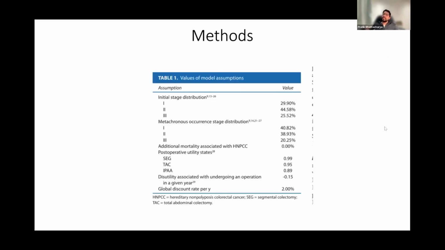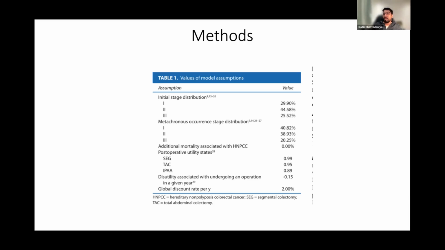So this is the mix of population in each cohort according to stage distribution. So stage 1, 2, and 3 of the colorectal cancer in each cohort of this 100,000 patients. So about 30% stage 1 cancers, 45% stage 2, and 25% stage 3 cancers. The table also shows what metachronous occurrence stage was considered in this study.